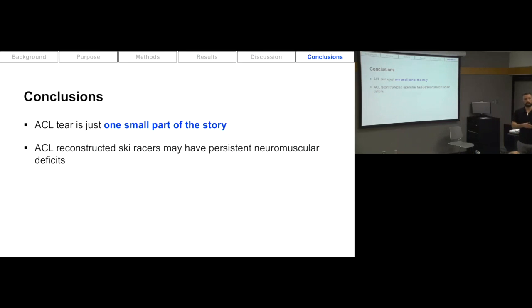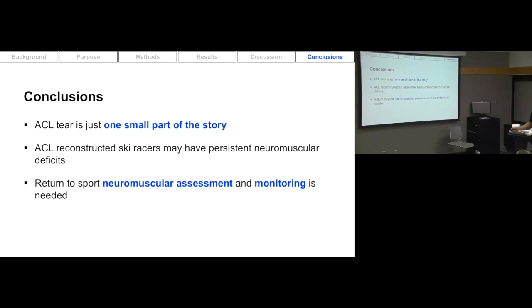Also, it seems clear that ACL reconstructed skiers will have neuromuscular deficits that are going to persist. So once they get cleared to go back onto snow, it's likely that they're going to have a deficit from a neuromuscular standpoint. This ties in the importance of having evidence-based return to sport screening protocols, and this is just one small step working towards that, which is trying to develop tests that we could use to evaluate skiers as they come back after ACL injury.